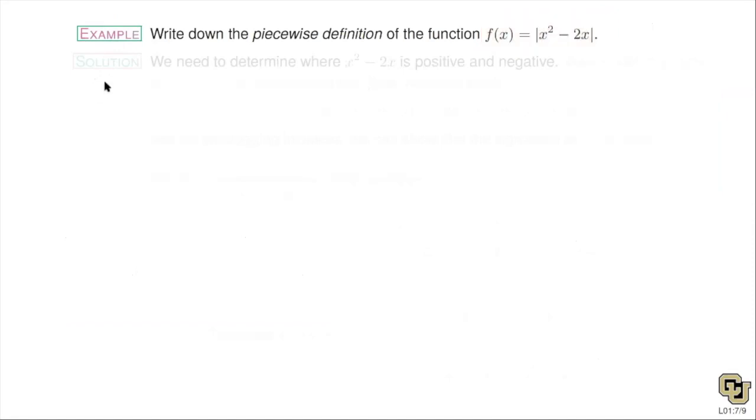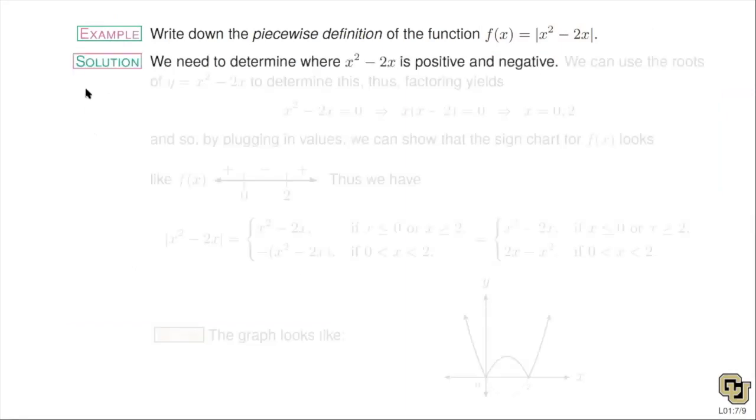So basically with the absolute value function, we need to know where the thing in between the vertical bars is positive and where it's negative. In this case, we're specifically interested in this function here. We want to know when is x squared minus 2x, the thing in between the vertical bars, greater than 0? When is that less than 0? The easiest way to find that out is to first figure out when it's identically equal to 0.